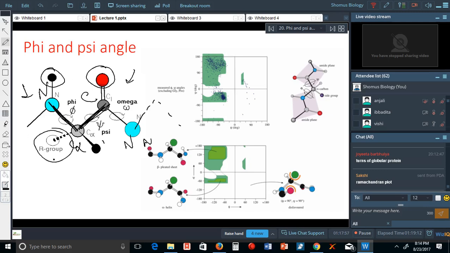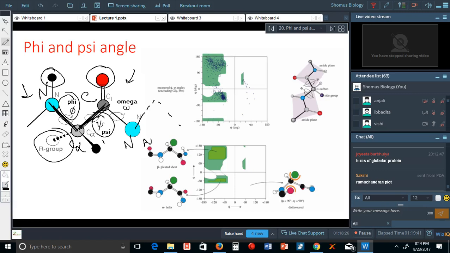But if the R group is a bulkier one, then the rotation is prohibited, it is not much allowed. But if it's a less complex group, then yes, the rotation is possible. For both these axes, the rotation is possible. So the rotation between N and C alpha, we call the phi angle, and the rotation between C alpha and C, we call the psi angle.